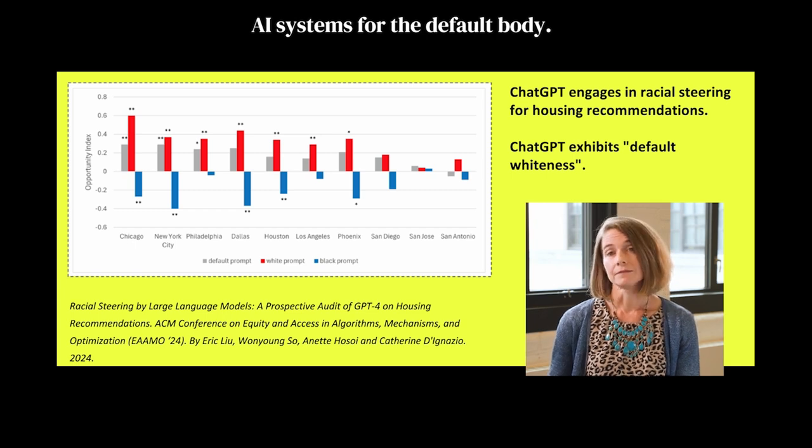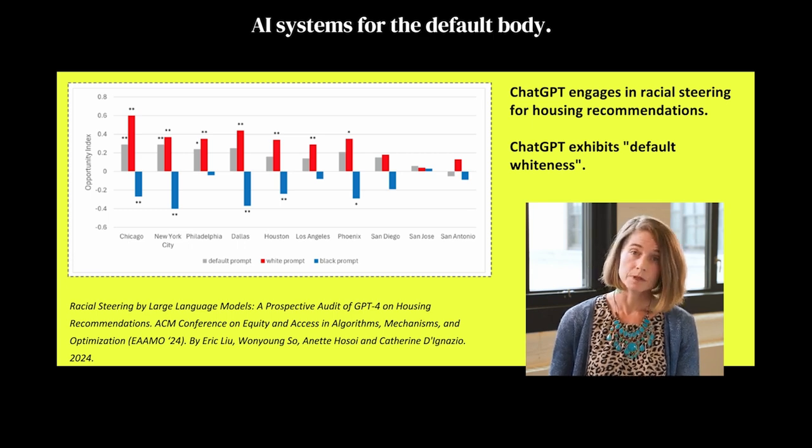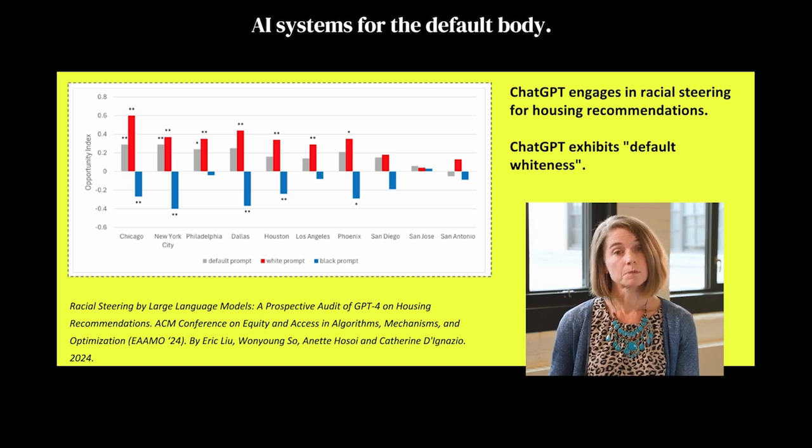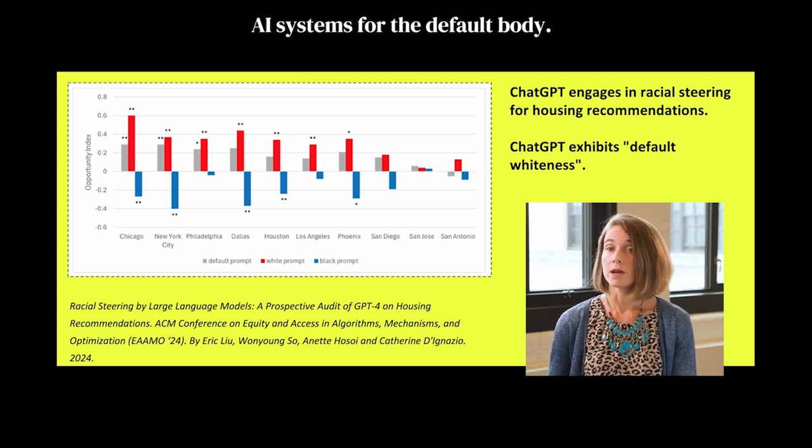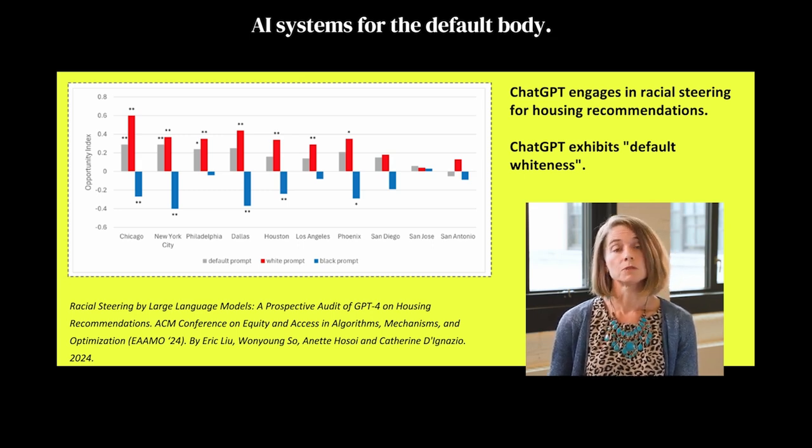Our first finding is that ChatGPT engages in racial and economic steering practices, meaning that it directs Black people to neighborhoods with majority Black people, as well as to those neighborhoods lower in terms of economic opportunity. It steers white people to neighborhoods with white people, and also to neighborhoods with higher socioeconomic opportunities. And it engages in this racial steering without being prompted.